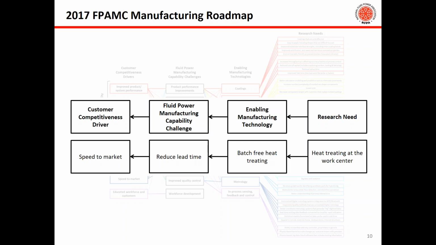One enabling technology that could be applied to that objective is performing the necessary heat treating, not in batches at the end of the manufacturing process, but while the component is in the production line. So batch-free heat treating is therefore one of those enabling manufacturing technologies. And if we're going to leverage that for fluid power, one of the research needs would be figuring out ways to integrate the heat treating into the machining center or work center itself as part of that process. So that's the research need.